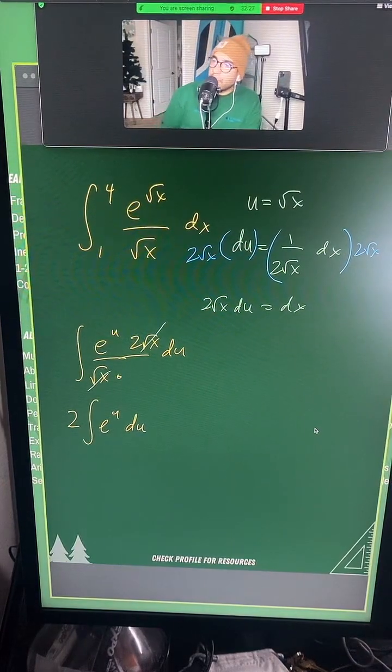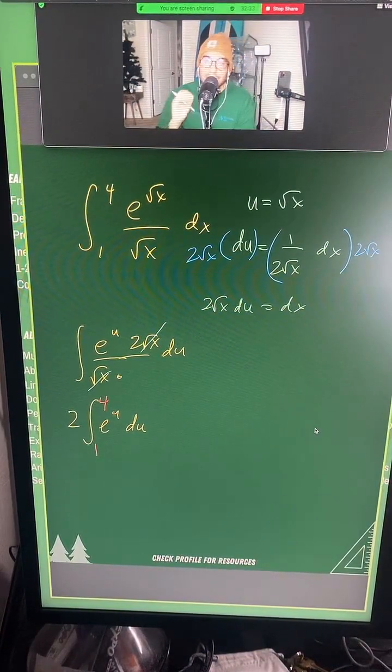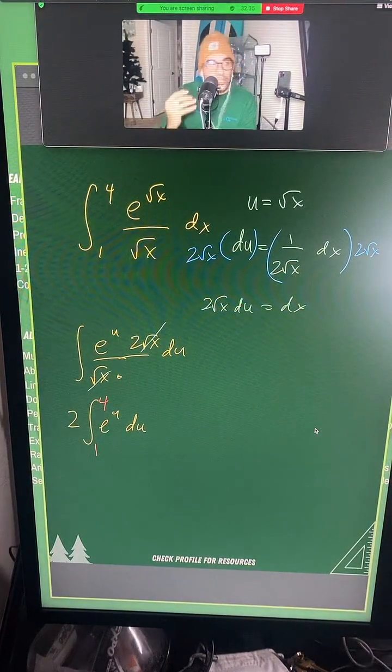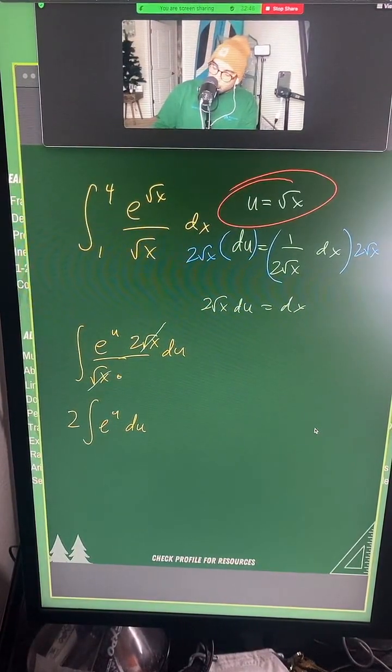I definitely have to rewrite them, because if I write 1 and 4, that is incorrect, because these are in terms of x. These are not the parameters. Our integral is now in terms of u, so I have to make sure that I change those values for u. How are we going to do that? So again, look up on top. We have u is equal to root x.